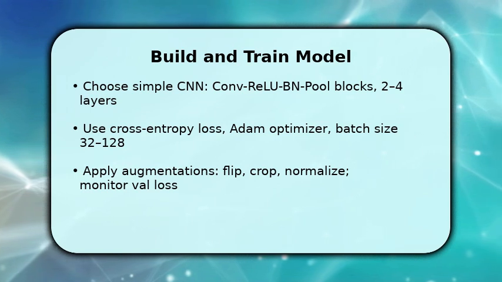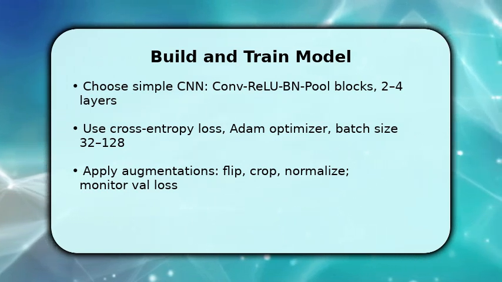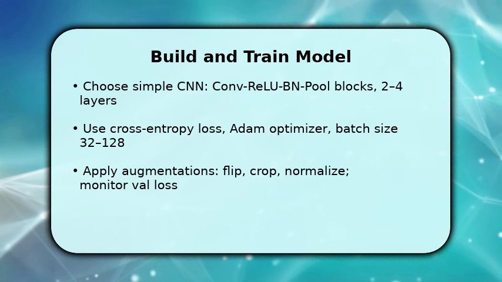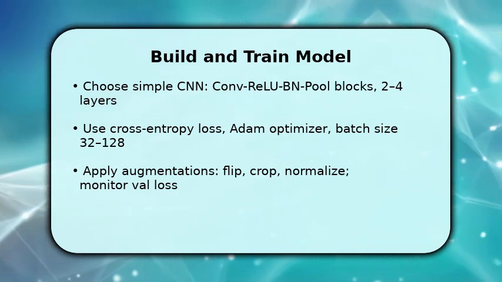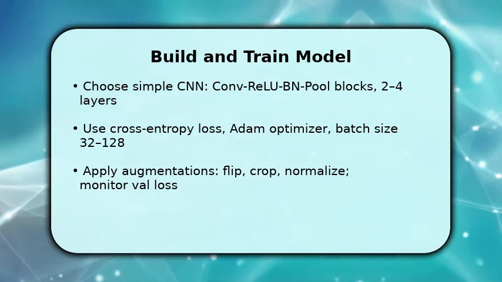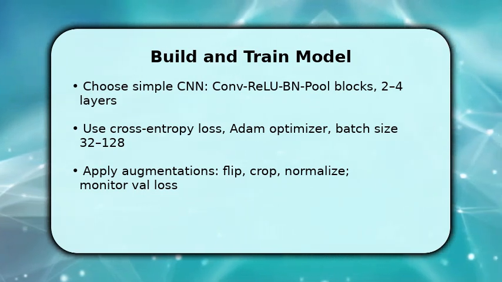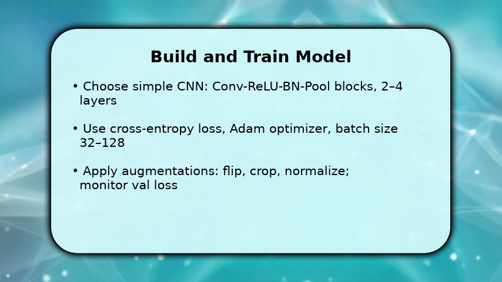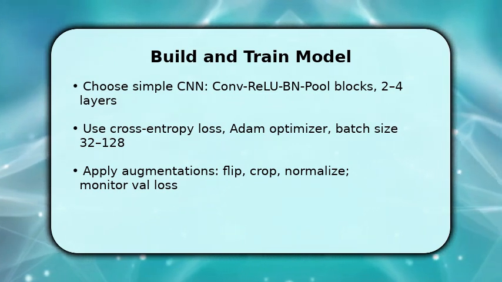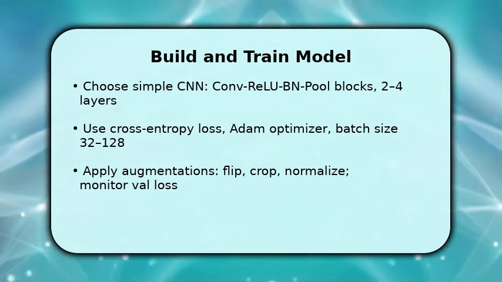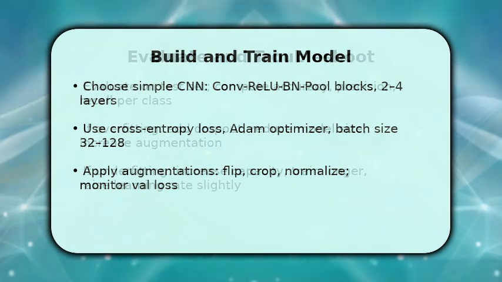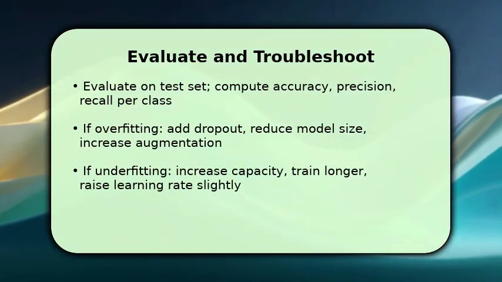Use cross-entropy loss for classification and Adam with a moderate learning rate like 1e-3. Set batch size between 32 and 128. During training, apply augmentations, random flip, crop, normalization, to improve generalization, and monitor validation loss and accuracy each epoch to decide early stopping or finish by evaluating and deploying the model.